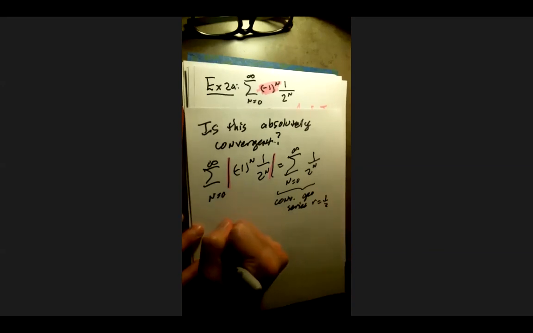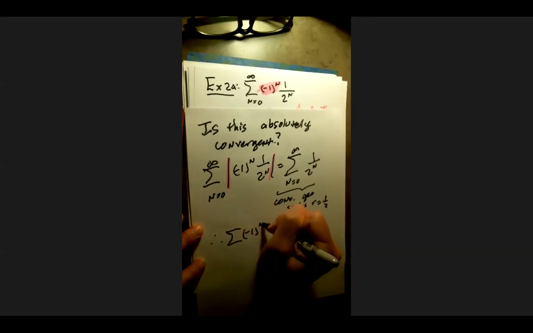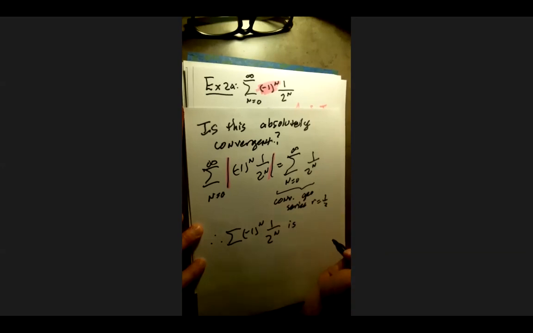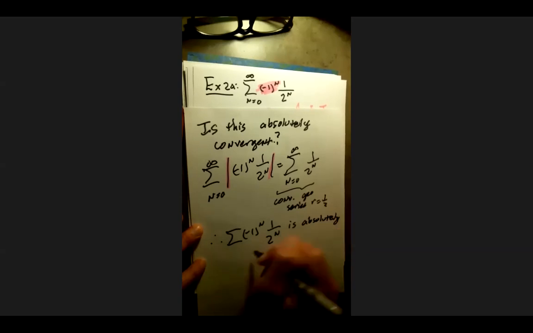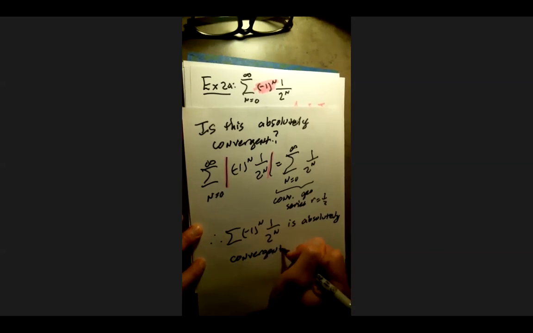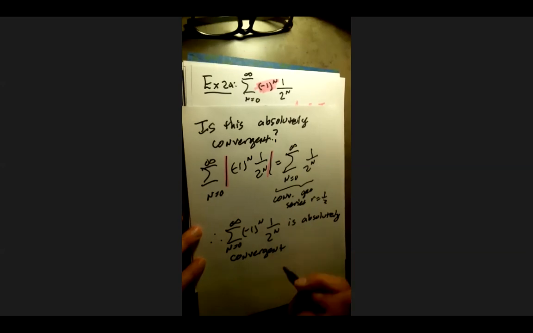So what does this tell us? Therefore, the series (-1)^n times 1 over 2^n is what? Absolutely convergent. This is absolutely convergent.